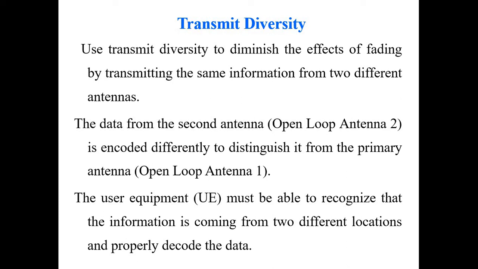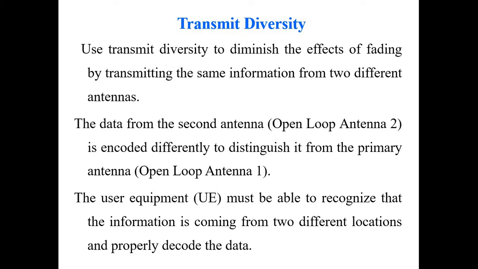Here one method is transmit diversity, using transmitter antenna diversity. Why do we use this? Because we need to suppress these effects such as fading, distortions and inter-symbol interference. Many things start with fading, so we need to suppress these effects. Instead of one antenna, we will be using more than one, two or three antennas, whereby the data sent from the second antenna will be encoded differently to distinguish it from the primary antenna.